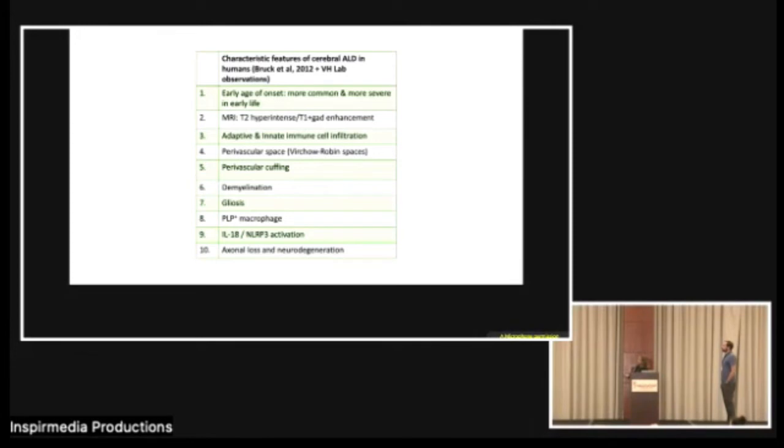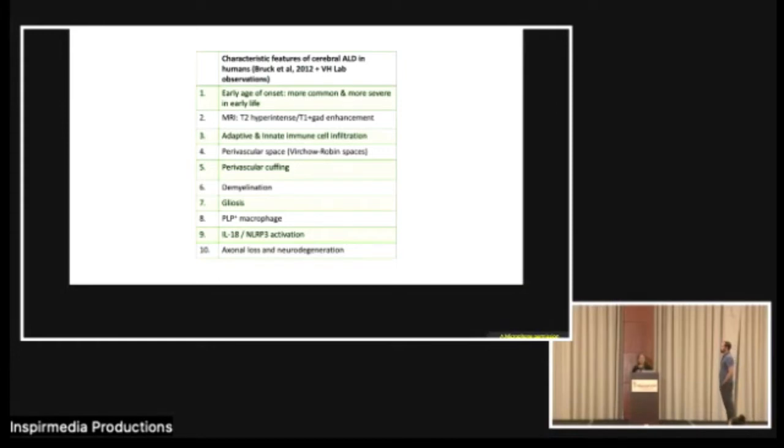So based on these findings in humans, we have early age onset of the disease. We have MRI with T2 and T1 gadolinium. Then we have activation of the adaptive immune response, B cells, T cells. We have perivascular space. We have demyelination, we have gliosis, we have macrophages that have myelin inside them, IL-18 expression, and then axonal damage and neurodegeneration. These are the factors that we could see in humans.